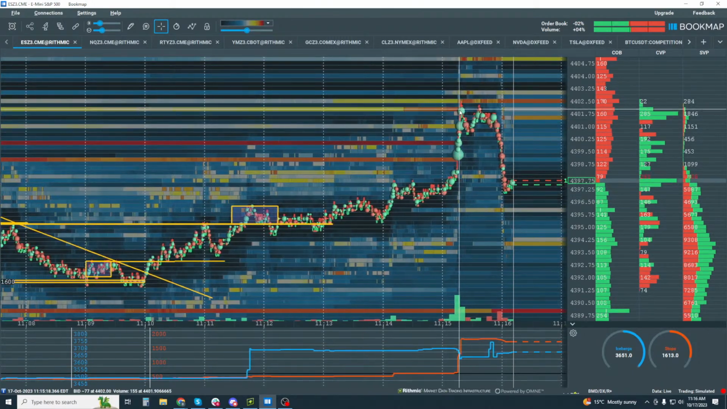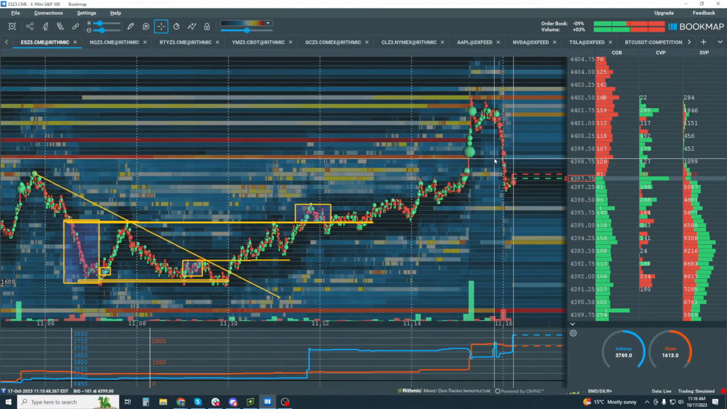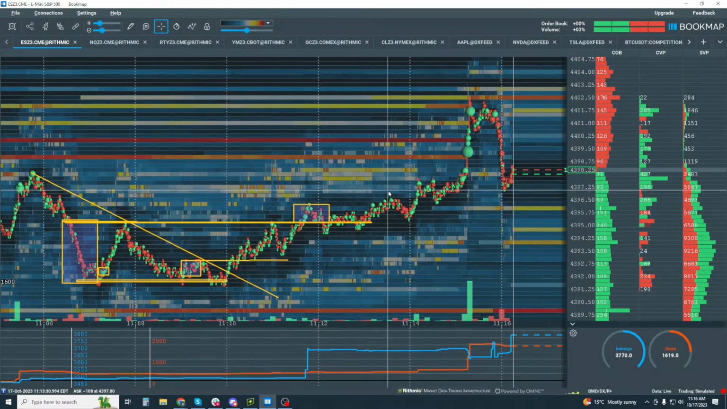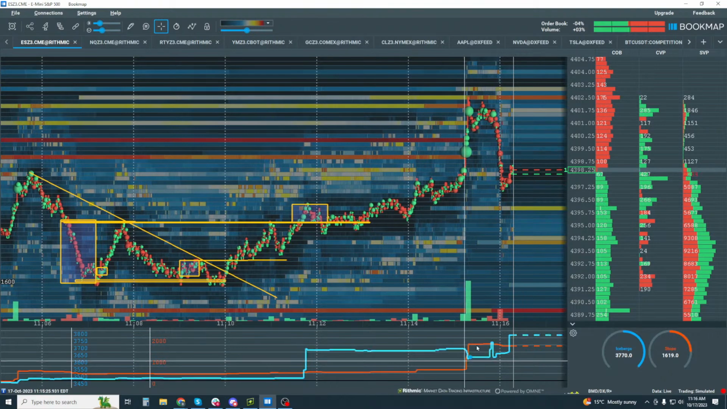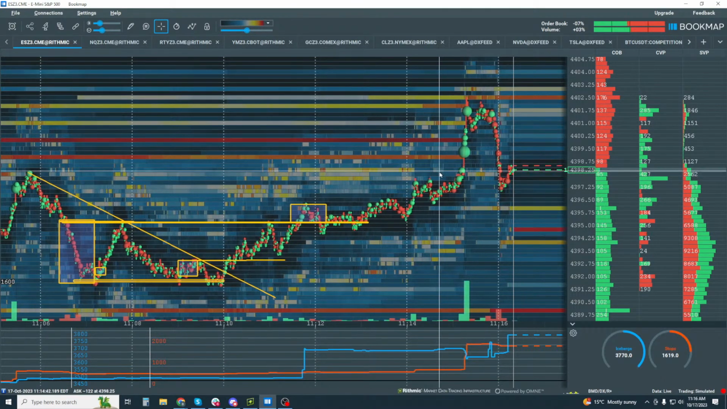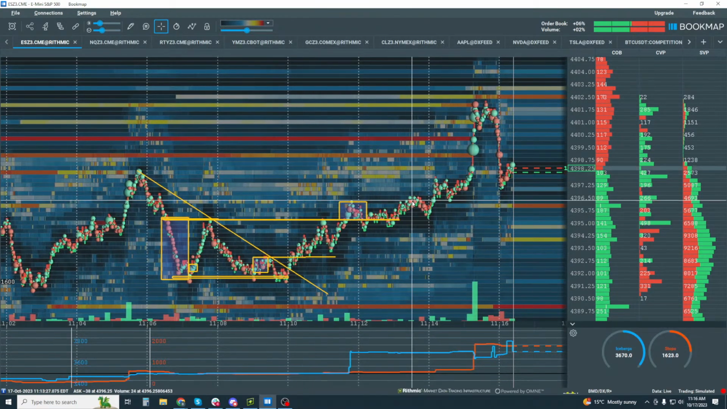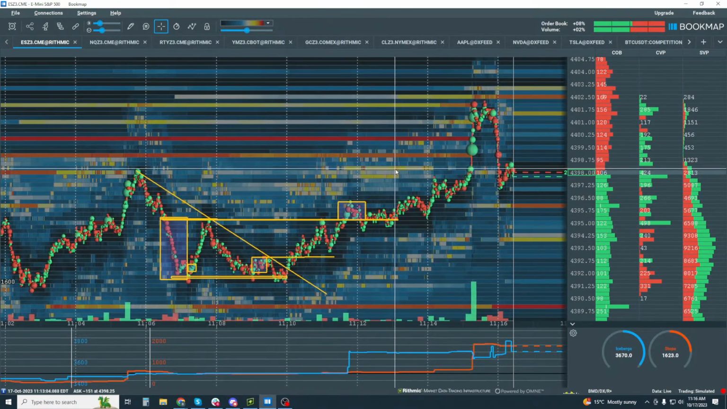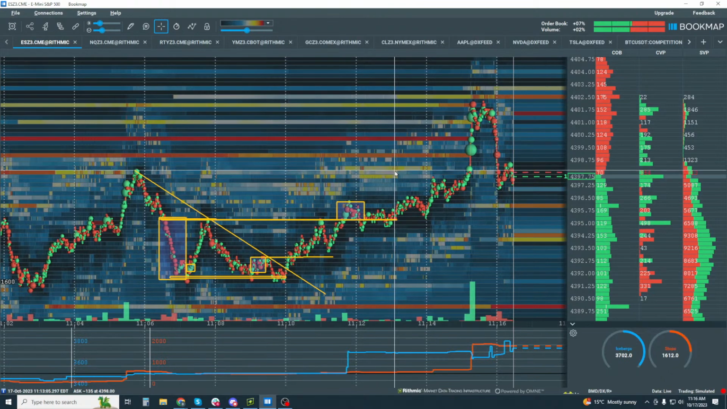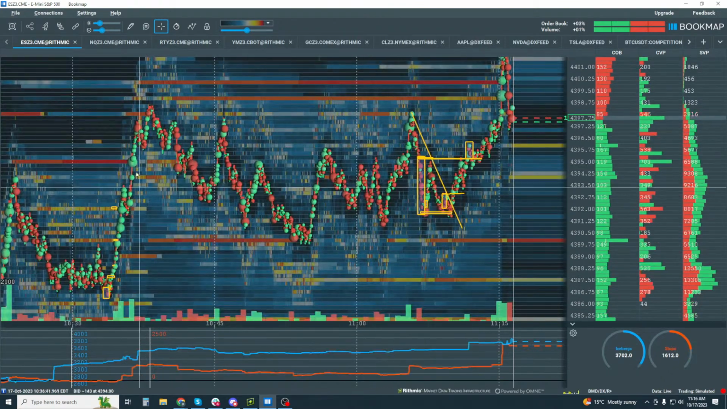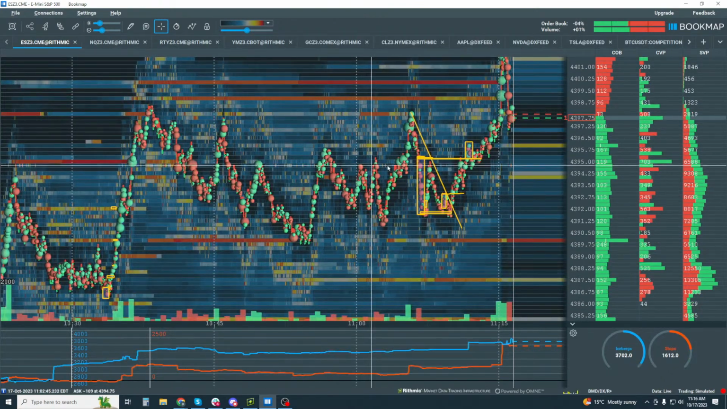It makes sense. Up in those wicks in here, look at how we've just immediately found some sellers in here after a big stop run, right? And we didn't have much conviction in this move here to begin with. What we did have was the bigger picture volume on our side.